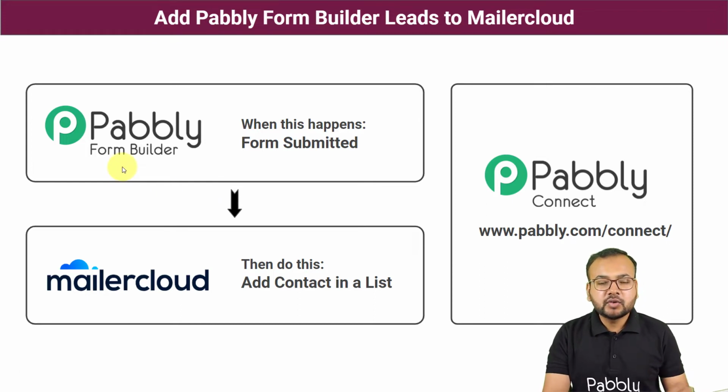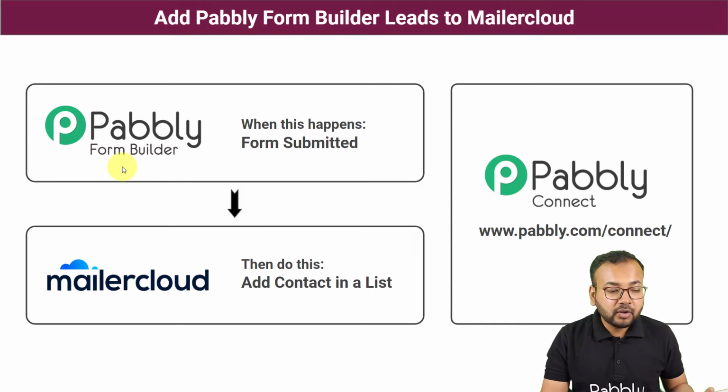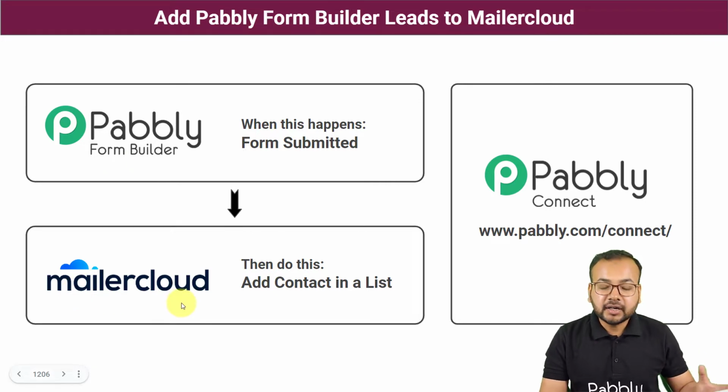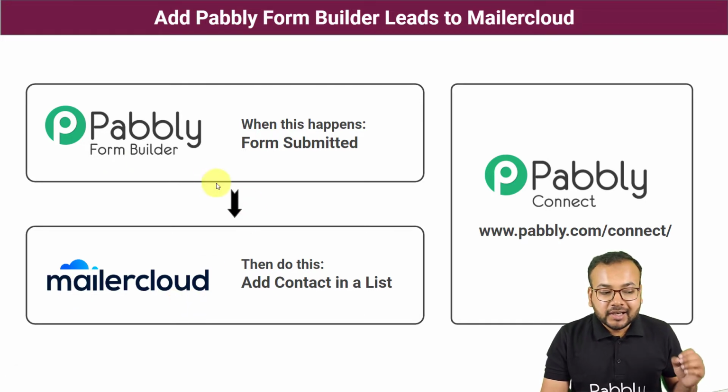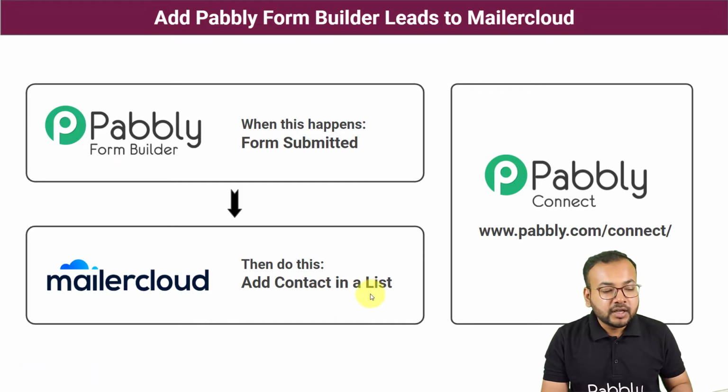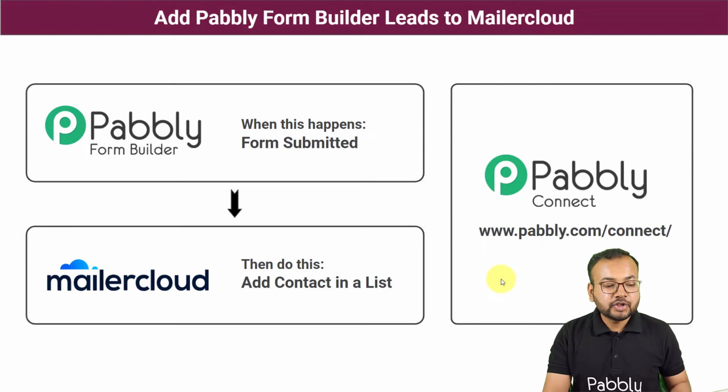Here we have taken the example of Pabbly Form Builder. In place of this, you can use any form builder application like Jotform or Google Forms to create a subscription form. And in place of Mailercloud, you can use any other marketing tool as well. Here you need not manually copy and paste the data of your subscribers, and you need not manually add the subscribers one by one in any marketing tool. As and when any person fills this form, he is going to be added in a list automatically. To make this happen, we are using Pabbly Connect, which is an integration and automation tool.